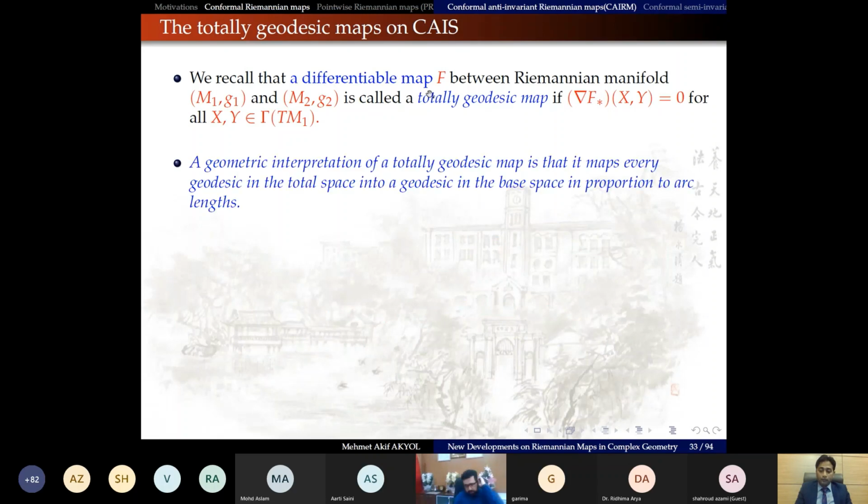Now we are going to talk about the totally geodesic map. In submanifold theory, if the second fundamental form equals zero, we say that the map is a totally geodesic map. We have the same condition in this theory too. A geometric interpretation of a totally geodesic map is that it maps every geodesic in the total space into a geodesic in the base space in proportion to arc lengths.